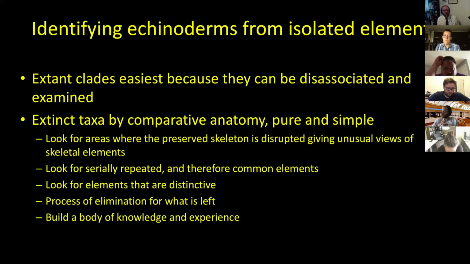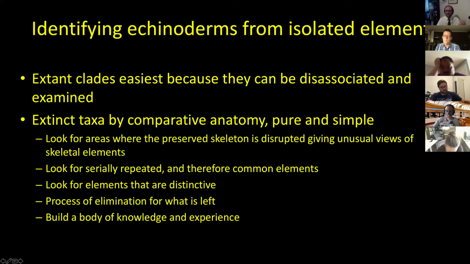So what I'm going to argue is you can actually identify these elements if you know what you're doing. And the way you do this is actually fairly simple. If it's an organism that's alive today, you can simply disassociate one, and then you understand what the parts are because you have them loose and free and you can look at them at your leisure. If they're an extinct group, it's a little more complicated. You have to use some very careful comparative anatomy.